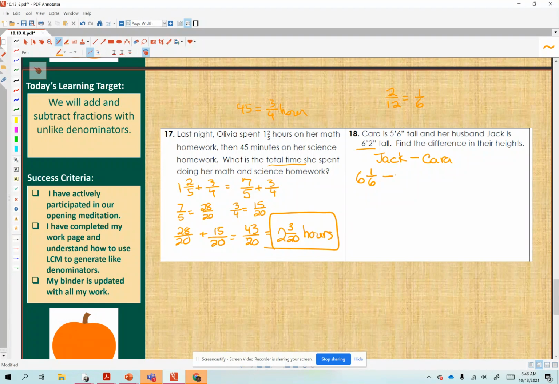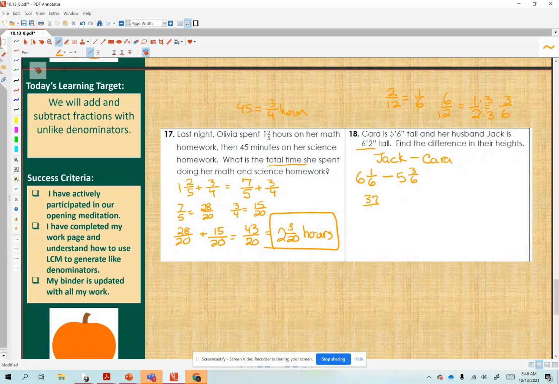Kara is 5 and 6 out of 12 feet, which equals 1/2. But let's convert that to 6. So 2 times 3 is 6, 1 times 3 is 3. So we're going to make Kara 5 3/6. So that way we can easily make equivalent fractions, with common denominators. So 6 times 6 is 36 and 1 is 37.